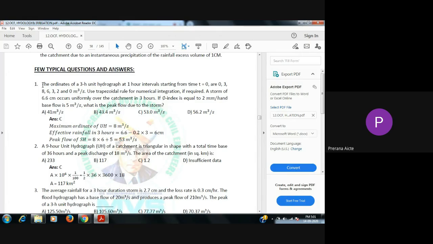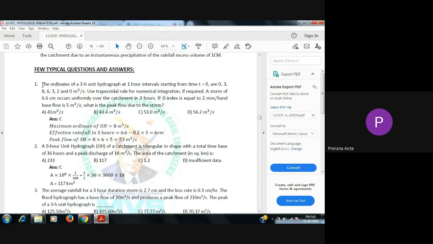So the ordinates of a 3-hour unit hydrograph at 1 hour intervals, starting from time t equal to 0, so 0, 1, 2 like that, are 0 meter per second, 3 meter per second, 8, 6, 3, 2 and 0 meter per second.